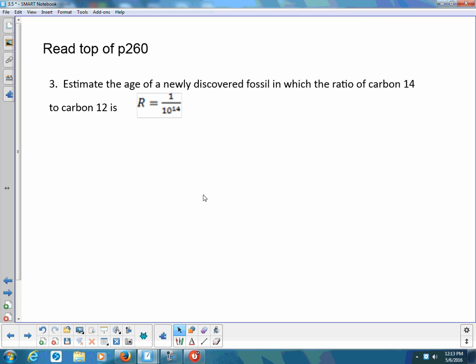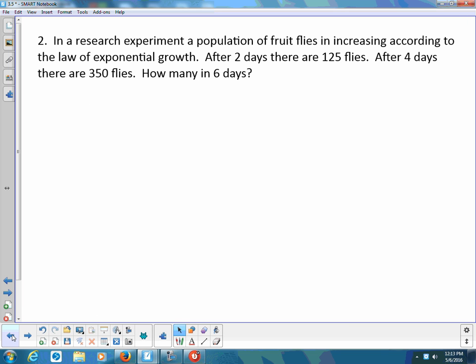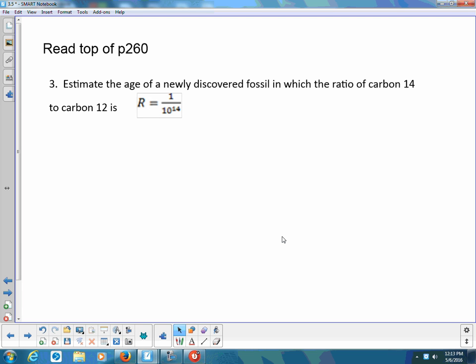Okay, let's switch gears a little bit. Notice I left you number 2 on the handout for you to do yourself, because I'm so nice. Let's take a look at the top of page 260 in your book. It gives a little background to carbon dating. In living organic material, the ratio of the number of radioactive carbon isotopes, carbon-14, to the number of non-radioactive carbon isotopes, carbon-12, is about 1 to 10 to the 12. That's in any living organic material, okay?